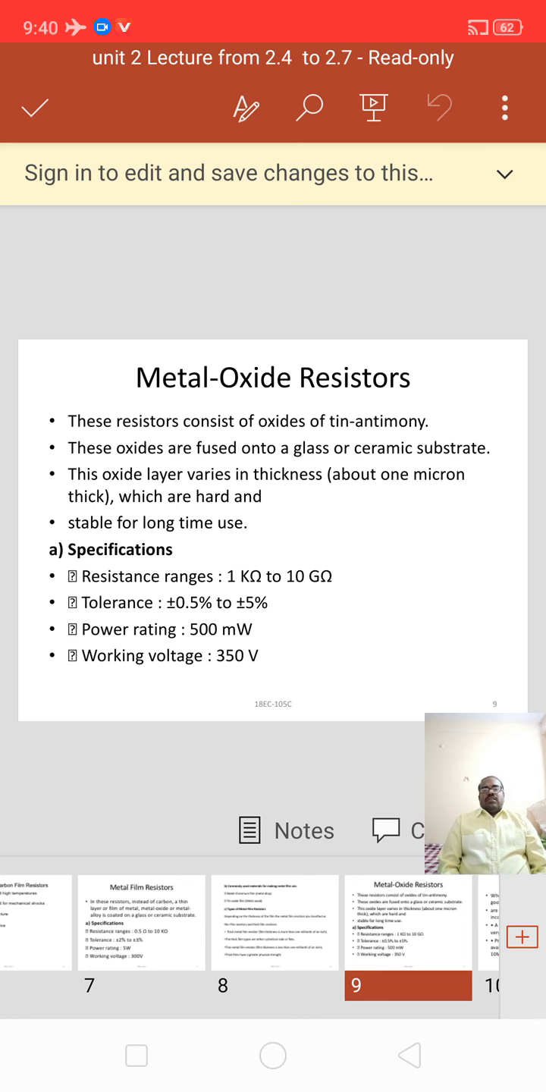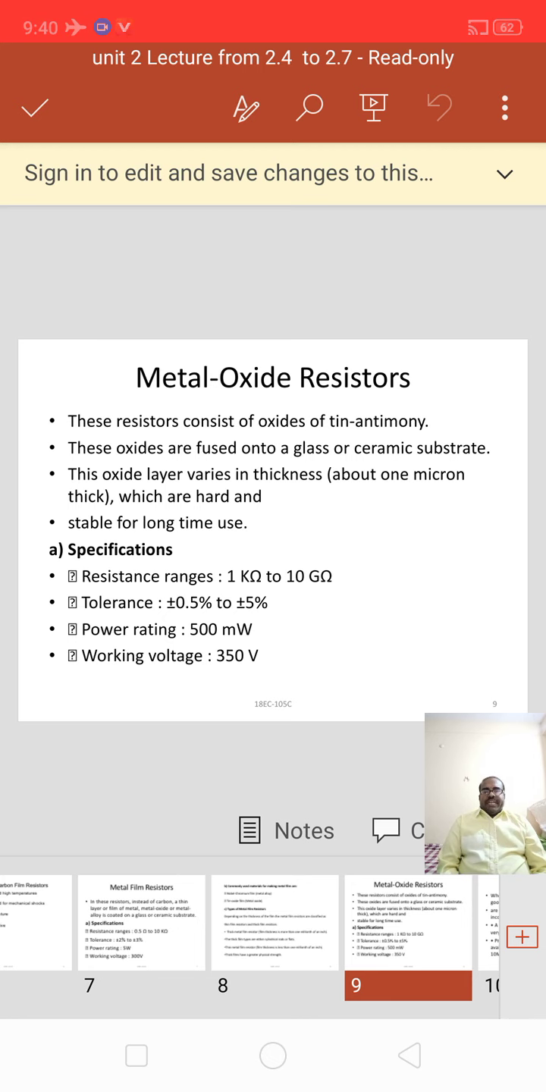Specifications: the resistance range of metal oxide resistors is 1 kilo ohm to 10 giga ohms. Tolerance is plus or minus 0.5% to plus or minus 5%. Power rating is 500 milliwatts. Next, working voltage is 350 volts. These are the specifications of metal oxide resistors.